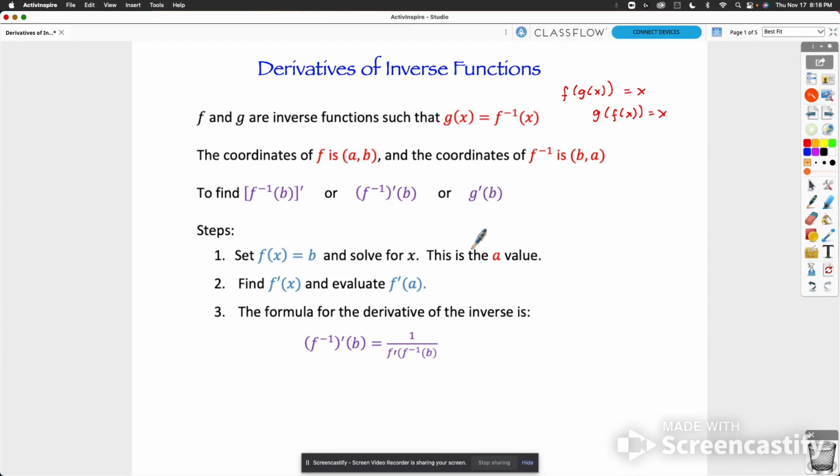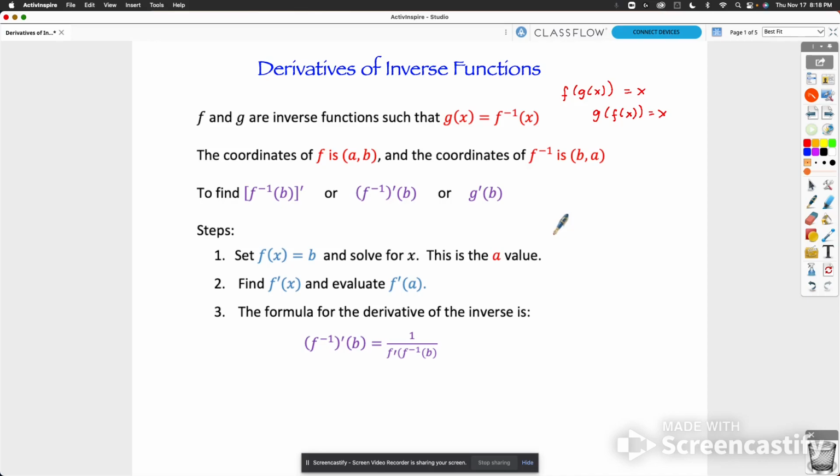Step 1: set f of x equal to b, and then solve for x. So b is whatever is inside the parentheses. Take that value and plug it into your f of x, then solve for x. The value that you will get is the a value. That is the x coordinate of the original function, and b is the y coordinate of the original function.